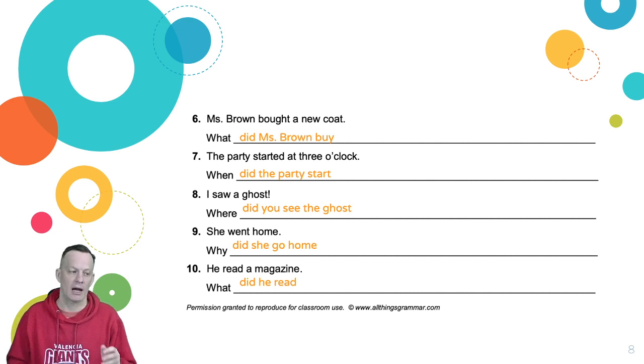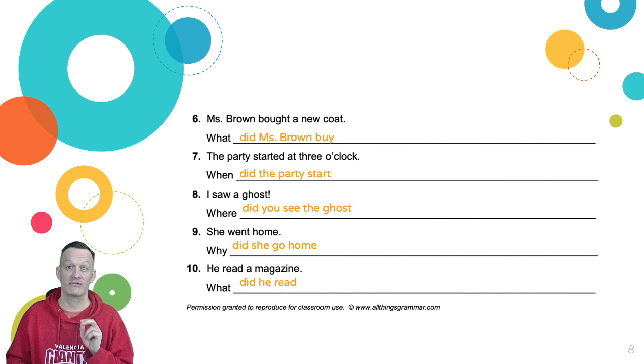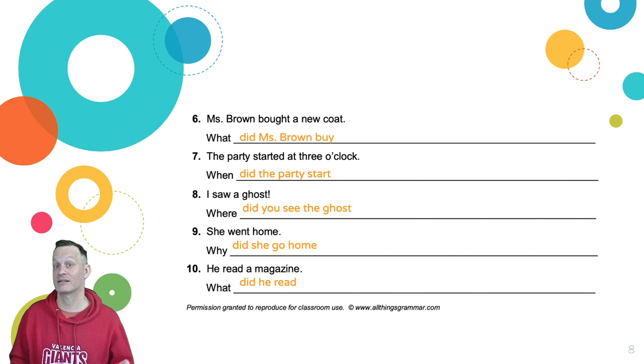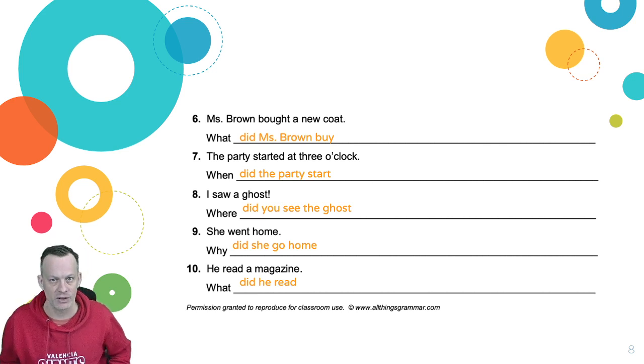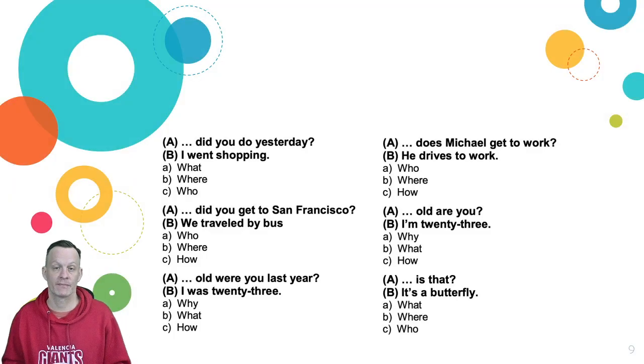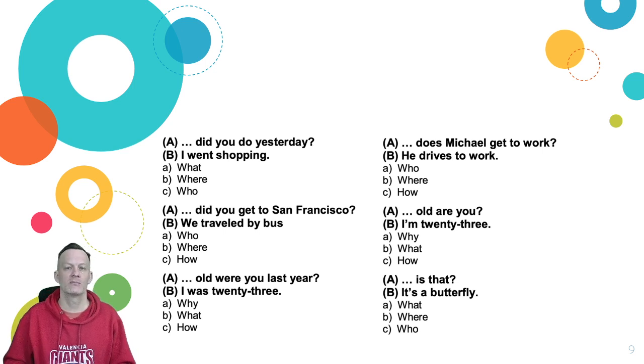Okay, I hope that's clear, and I hope we can see that in the past simple, questions, we use did, then the subject, and then the infinitive of our verb. We don't use the past tense of the verb in questions, or in negatives for that matter. We use the did. So I have 12 questions and some multiple choice.